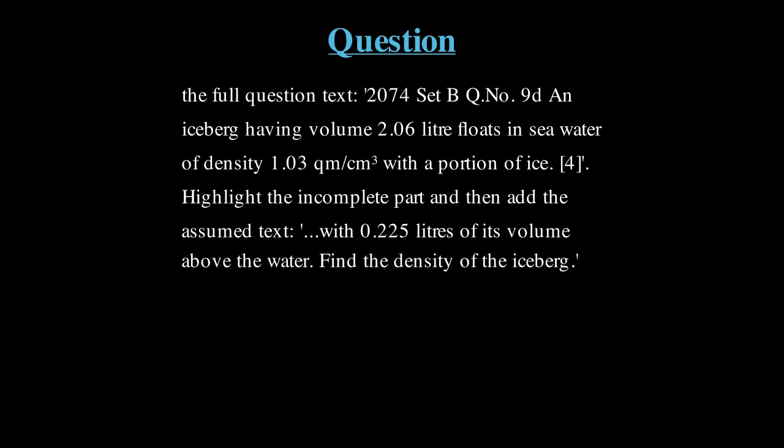Now, the question seems slightly incomplete. Based on the expected answer, which is the density of ice, we can deduce what's missing. Let's assume the question meant to state the volume of ice visible above the water. We'll proceed by assuming that 0.225 liters of ice is above the water, which allows us to find the density. First, let's list down all the given and derived values.